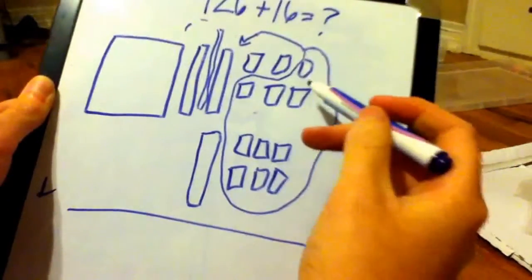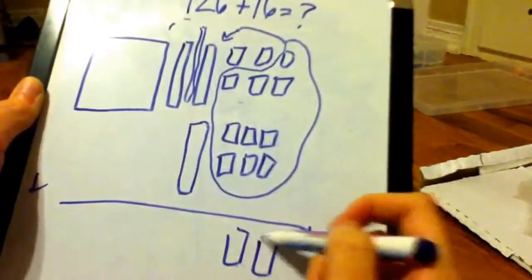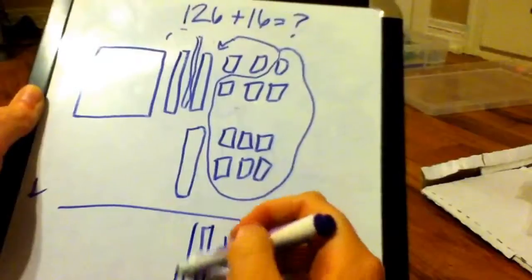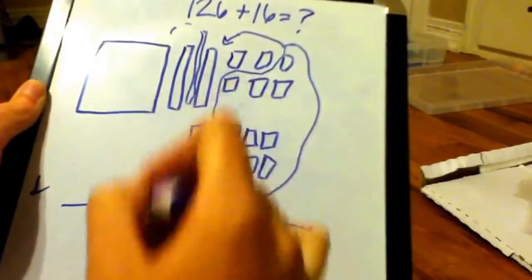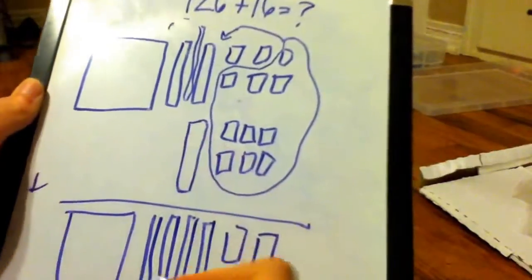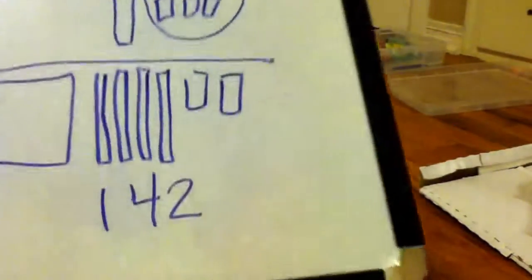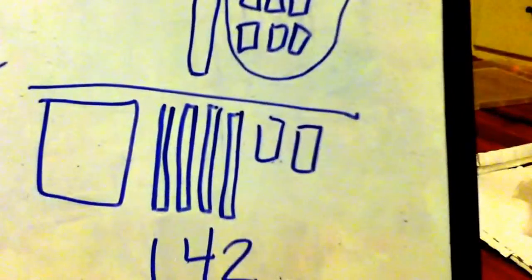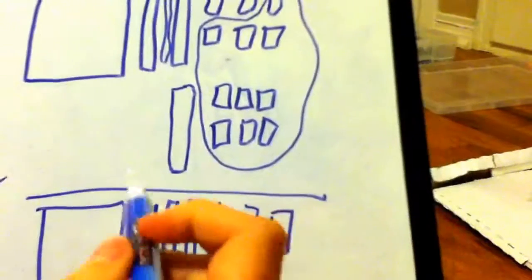And so we have 2 units down here, so we're going to add the 2 units. We have 4 rods, 1, 2, 3, 4, and we have 1 hundred. So our answer is 142. So 126 plus 16 is 142 with using the Make 10 approach, which makes it easier to figure out your addition.